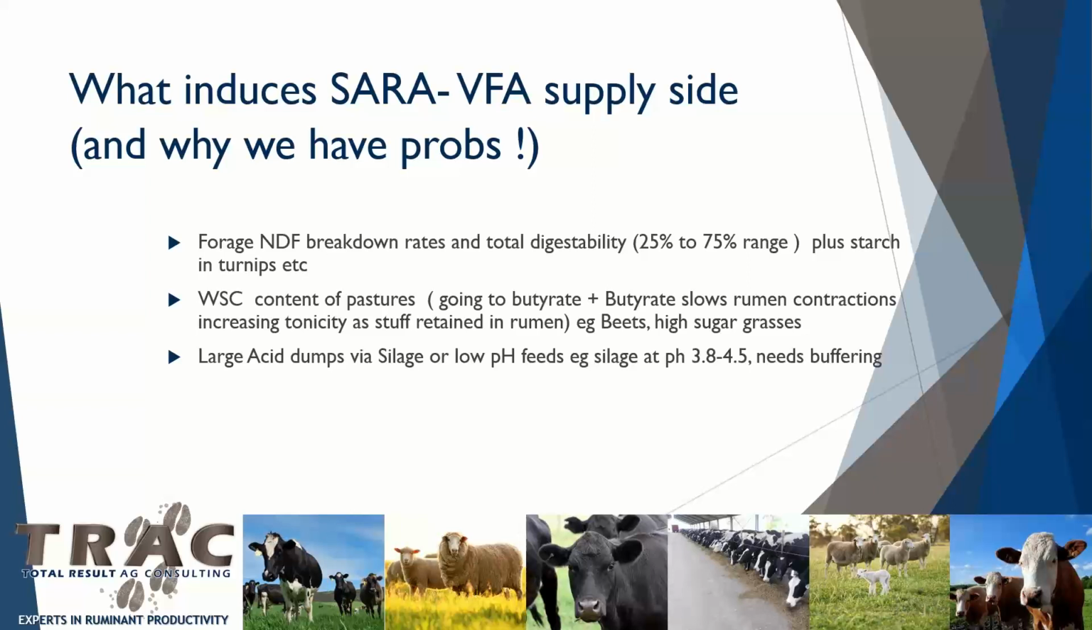We also have a look at things that have got high water soluble content, things like beets, or a few years ago there were a lot of grasses being sold as high sugar grasses. The problem with these types of pasture species is as soon as they hit that rumen liquor, they basically disintegrate into very simple sugars. These bugs convert this into a volatile fatty acid called butyrate. The biggest problem with butyrate is the more butyrate we get into the rumen, the less the rumen wants to contract and mix. So it does have an effect on our rumen.